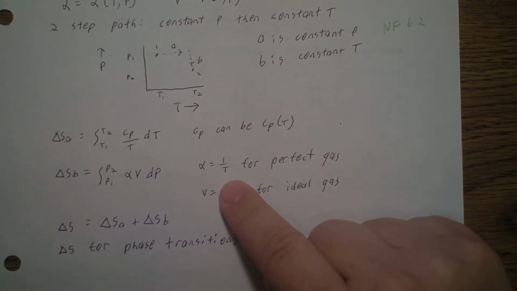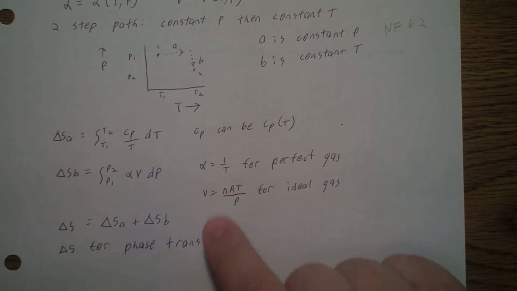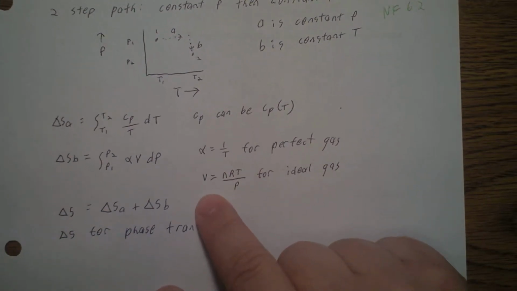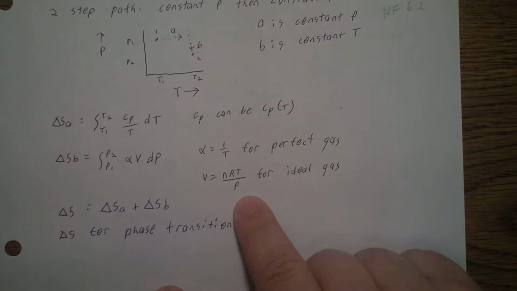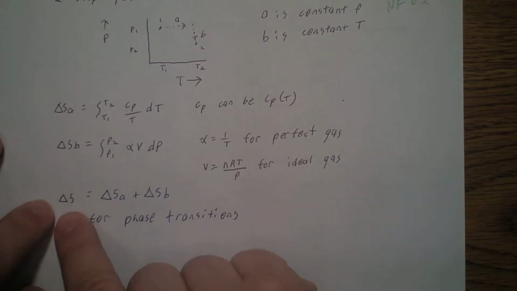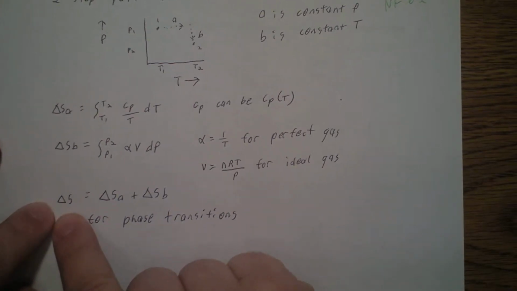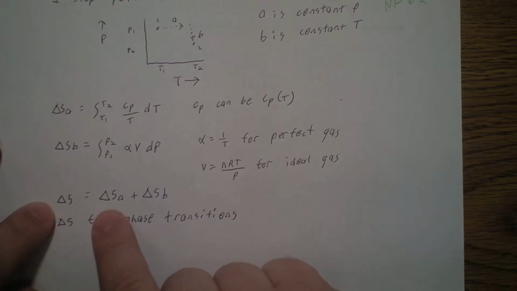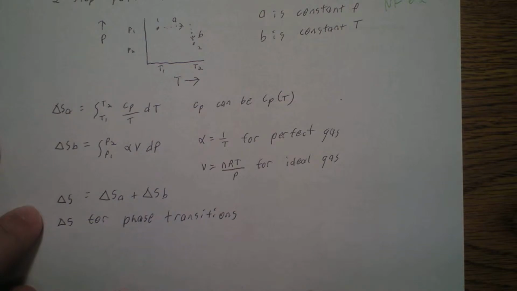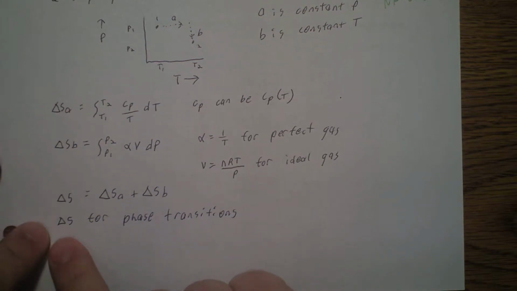Now if you have a perfect gas, you could say alpha is just 1 over temperature, and volume is equal to nRT over P. Because entropy is extensive, the change in entropy is going to be the change in entropy for step A plus the change in entropy for step B. We can also have a change in entropy for phase transitions, if any.